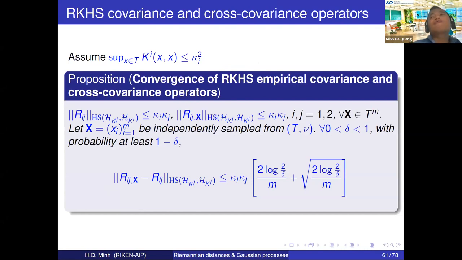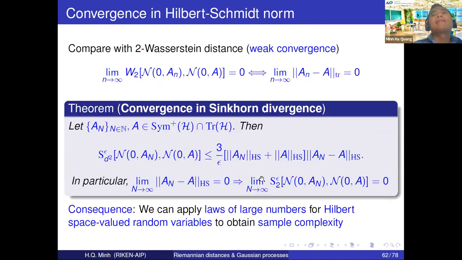Now, with these cross-covariance operators, we can apply the law of large numbers for Hilbert space random variables. We can show that the empirical version converges to the theoretical version with high probability. In order to do this, we need some form of convergence in some norm. One nice thing about the Sinkhorn divergence, and also the Hilbert-Schmidt and the affine-invariant distance, is that they converge in the Hilbert-Schmidt norm. For example, for the Sinkhorn divergence, if a sequence of covariance operators converges to A in the Hilbert-Schmidt norm, then we have convergence in the Sinkhorn divergence.